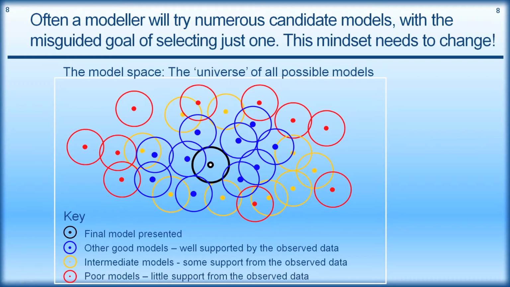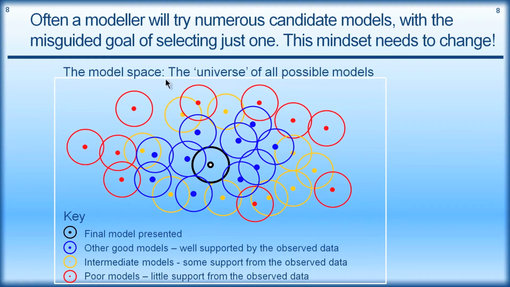Unfortunately, often a modeler will try numerous candidate models with the misguided goal of selecting just one. This mindset needs to change. So many of us will have been educated along the lines of testing a series of models, and the idea that we would then select out the best one and show the results for that. And this is what this graphic is trying to illustrate here.